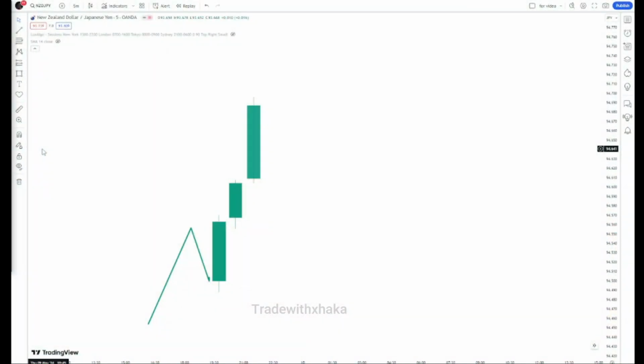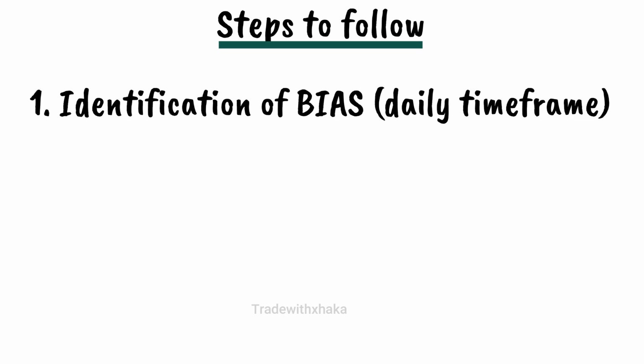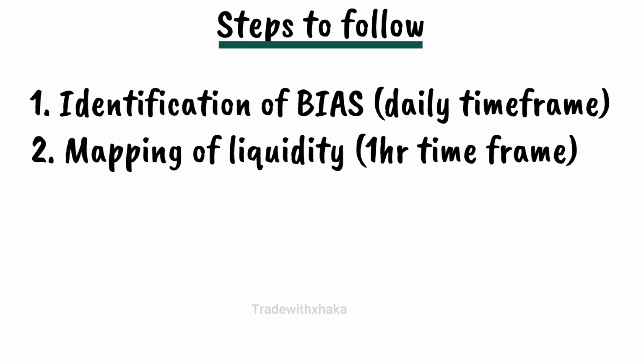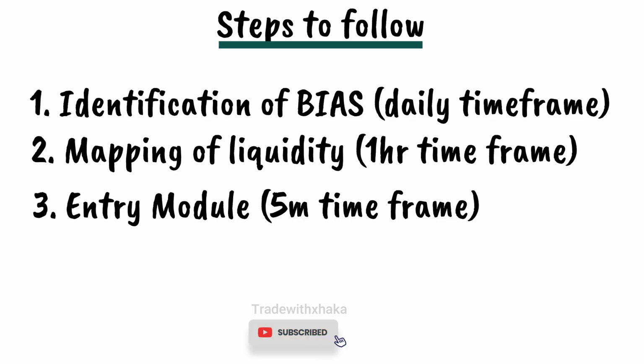Now let's begin. But before we start, we need to list the stages this strategy undergoes. Number one is bias, identification of bias. The second one is mapping of liquidity targets, and lastly is the entry model. These are the three stages we'll be working with to get the end product concerning this very strategy. If that sounds good, let's begin.